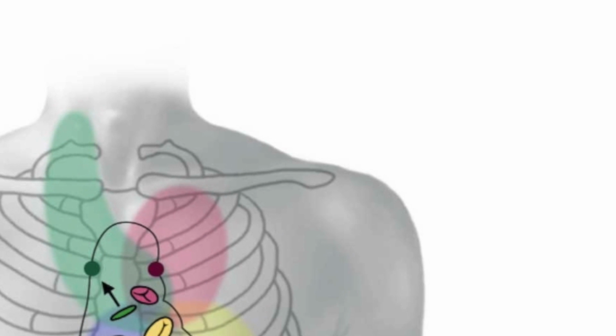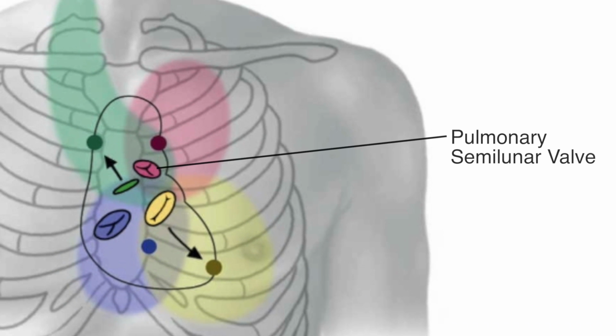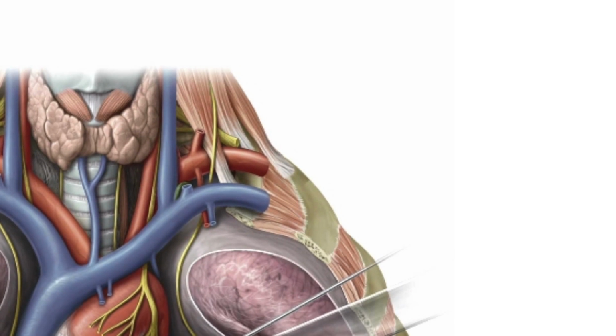Separating the right ventricle from the pathway to the lungs is the pulmonary semilunar valve. This valve prevents backflow of blood into the right ventricle during ventricular relaxation or diastole. The pulmonary valve allows passage of blood into the pulmonary trunk.